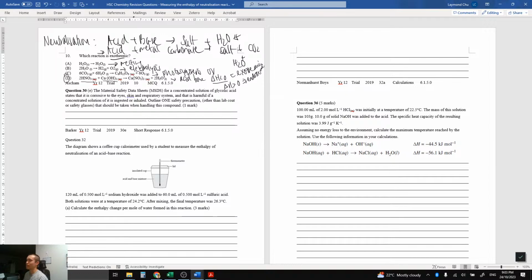Now, this one is related to safety, which is always a big thing in not just chemistry, but anywhere really. This one's saying the MSDS for a concentrated solution of glycolic acid states that it is corrosive to the eyes, skin, and respiratory system, and that it is harmful if a concentrated solution of it is ingested or inhaled. Outline one safety precaution, other than the lab coat or safety glasses, that should be taken when handling this compound.